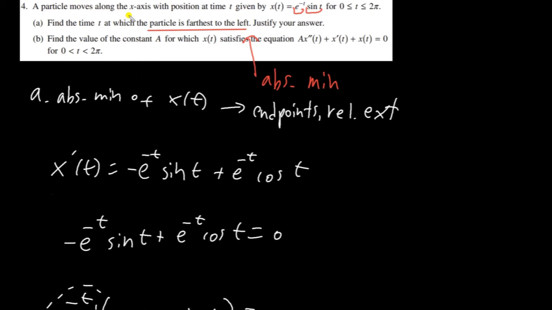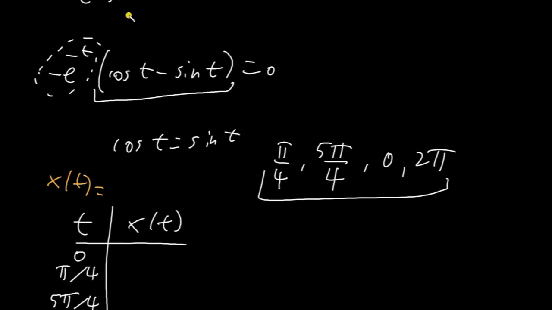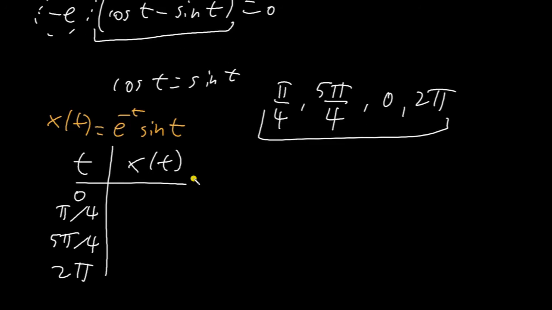It is e to the negative t sine of t. Okay, e to the negative t sine of t, like that. So if we plug in 0 here, we'll get e to the 0, which is 1, times sine of 0, which is 0. Then for pi over 4, we'll get e to the negative pi over 4 times the sine of pi over 4. Remember, since the sine of pi over 4 is positive, and this is always positive, x of pi over 4 is going to be greater than 0.